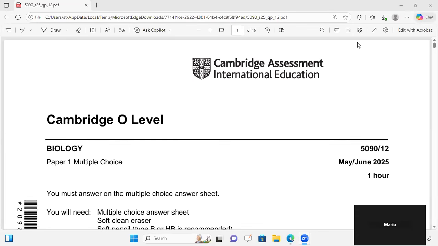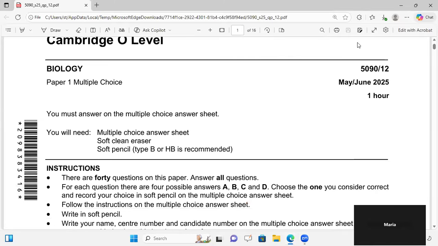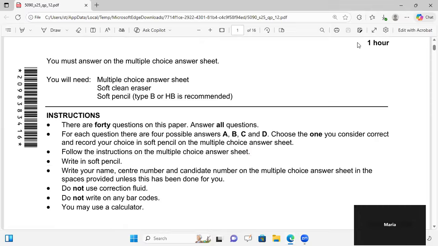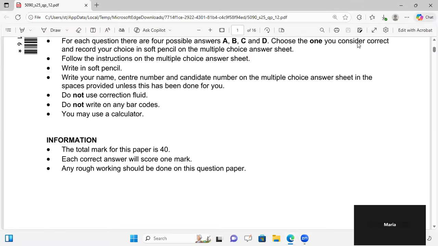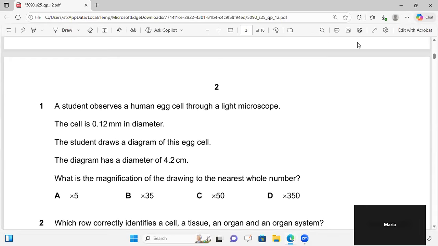Okay, in this video, we are going through the Cambridge O-Level Biology Paper 1 Multiple Choice 5090, May/June 2025, the latest paper. It is just like IGCSE and it has 40 marks of questions. Okay, let's start the solution.